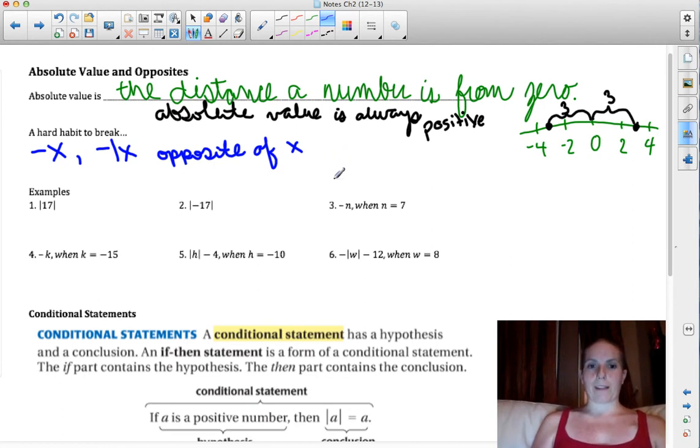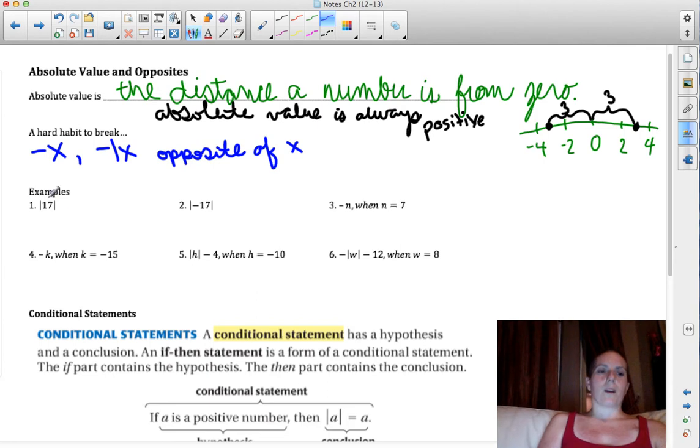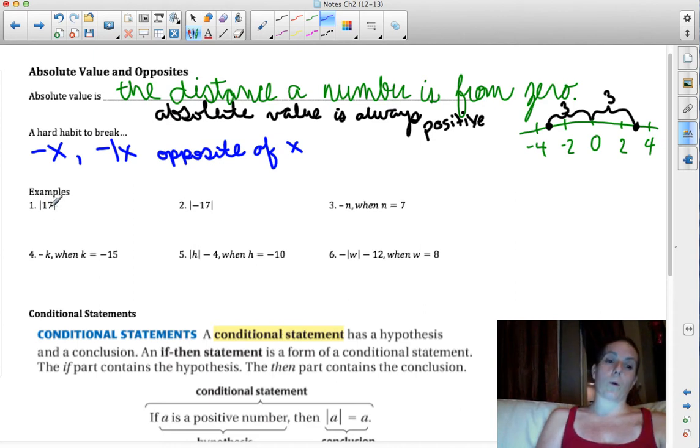So let's do a couple of practices. Those are your absolute value bars, those straight up and down bars. So how far is the number 17 from 0? Or what is the absolute value of 17? Hopefully, there's no trouble there. You got 17. What is the absolute value of negative 17? How far is negative 17 from 0? Well, it's also 17 units. So we just write 17.